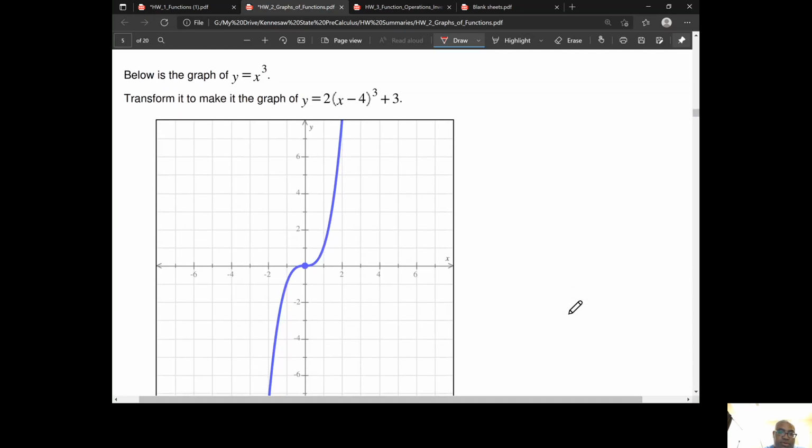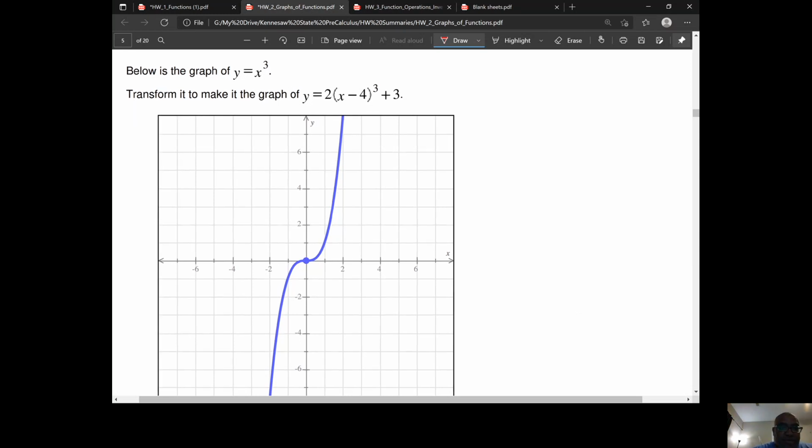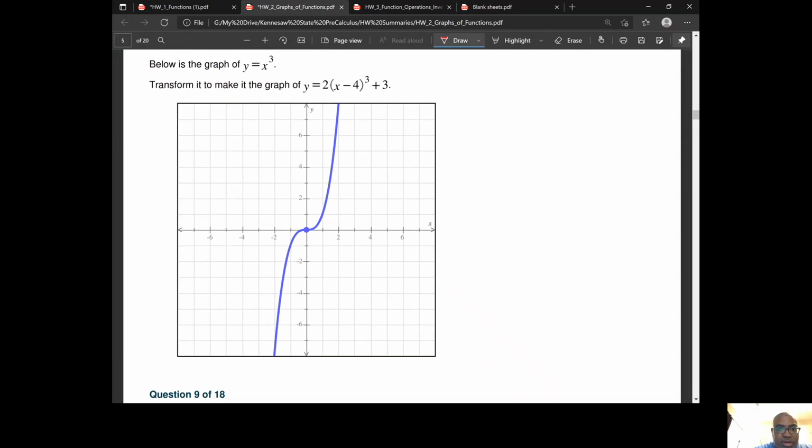Below is the graph of y is equal to x cubed. Transform it to make it the graph of y is equal to 2 times x minus 4 cubed plus 3. Okay, that's not bad. All right, so first we're going to take this center. That's easy. We're going to move it to the right 4 and up 3. 1, 2, 3, 4, 1, 2, 3.